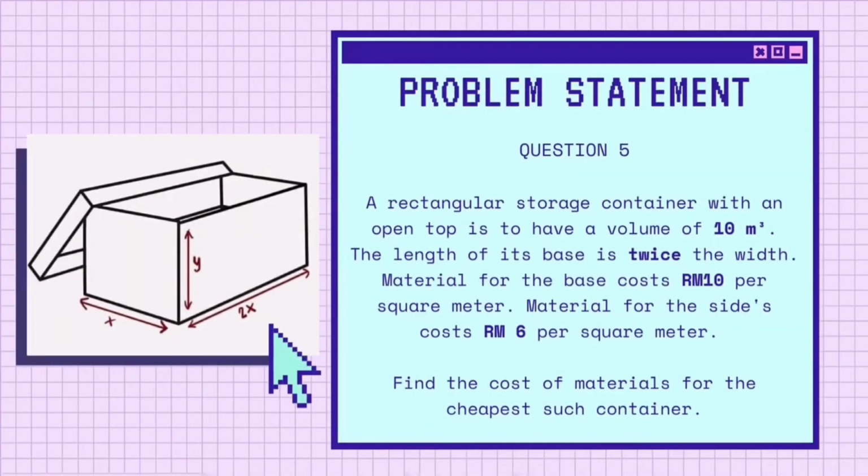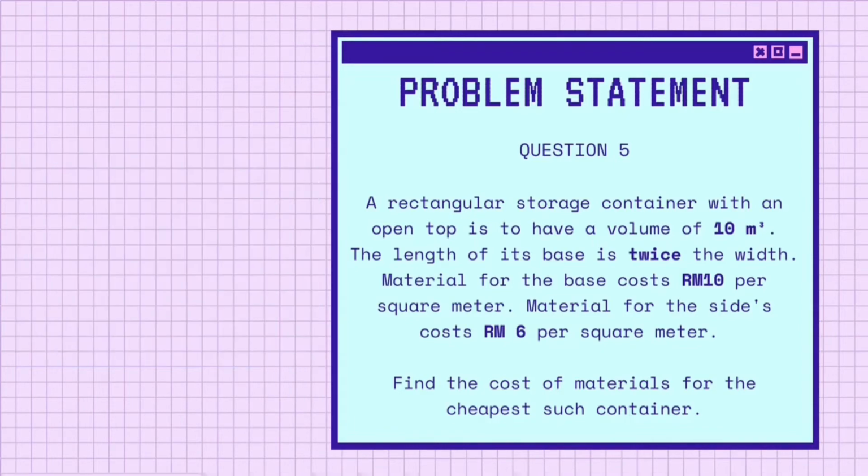Here is the problem statement that our group chose, which is from question 5. A rectangular storage container with an open top is to have a volume of 10 meter cube. The length of its base is twice the width. Material for the base costs 10 ringgit per square meter. Material for the sides costs 6 ringgit per square meter. And the question is, we need to find the cost of materials for the cheapest such container.